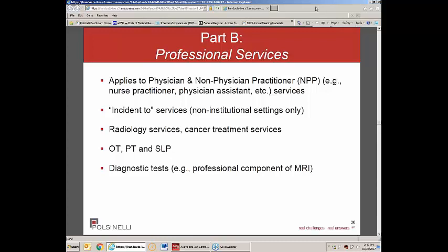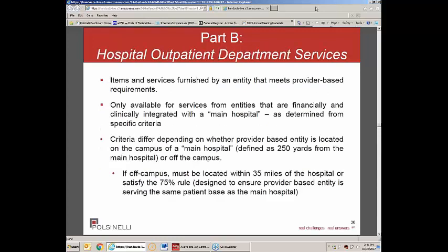So it's an interesting benefit category. It comes up a lot as you talk about Part B professional services. The incident to benefit category can also encompass drugs, and I'll get into that a bit later. So that's one large category of Part B.